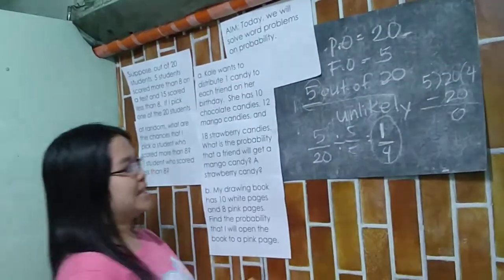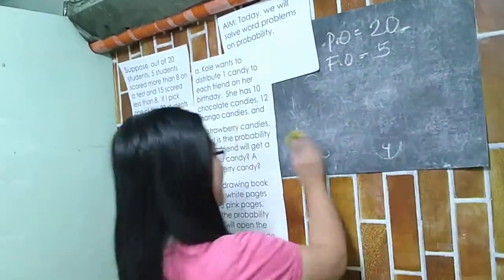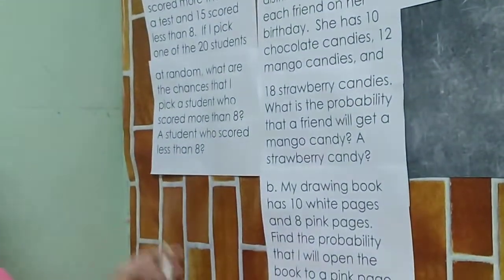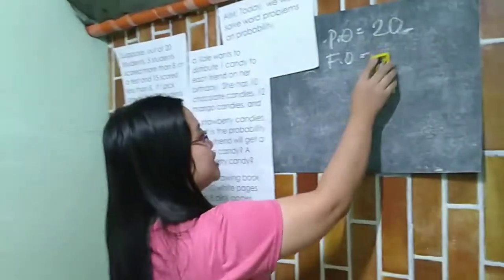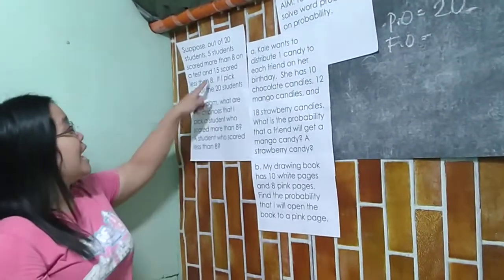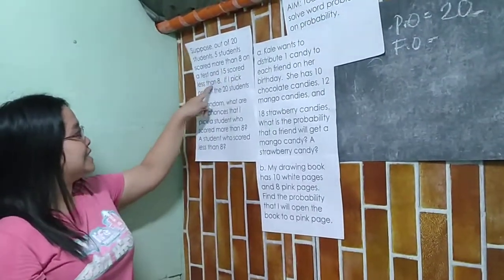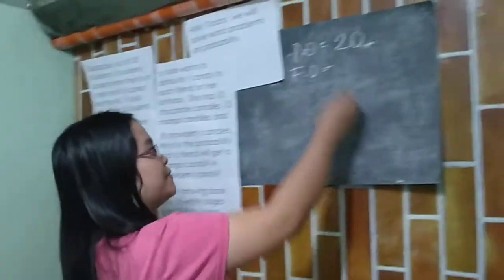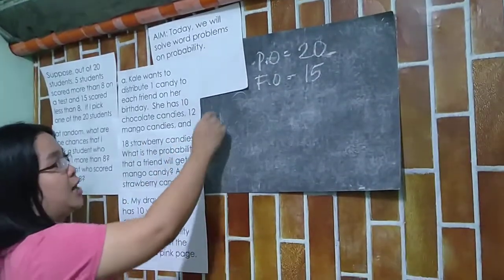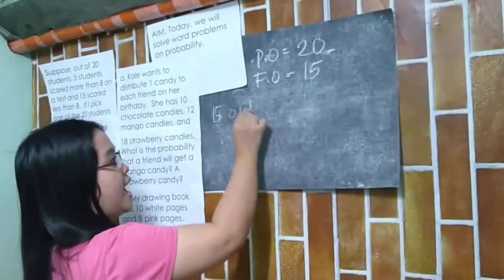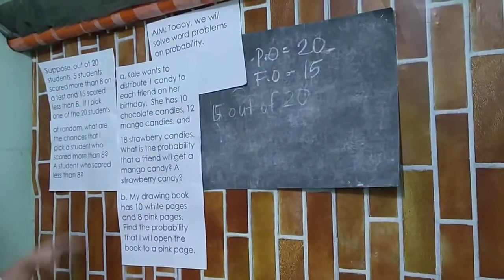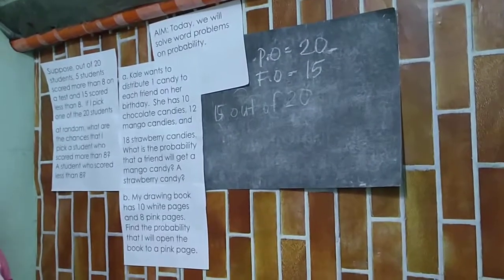Okay? Now, let's have the next question for that problem. How about the probability of picking a student who scored less than 8? With the same value of possible outcome, let's find the favorable outcome now. It says there, 15 scored less than 8. So our favorable outcome is 15. So in this given outcome, we can say that 15 out of 20 chances that we can pick a student who scored less than 8.